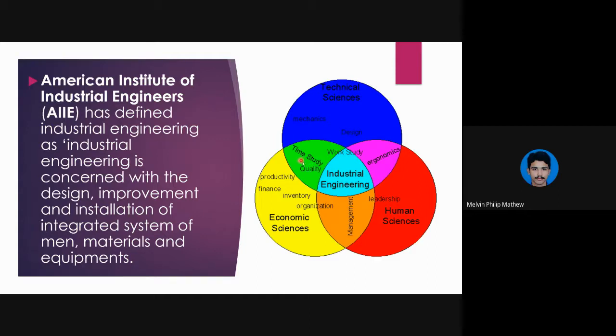Then under industrial study, there are another three parts, that is the time study, management, and ergonomics. Then there is also work study and the quality. So these are the components that are present inside industrial engineering. So you can also include the definition of industrial engineering based on these three technical sciences.